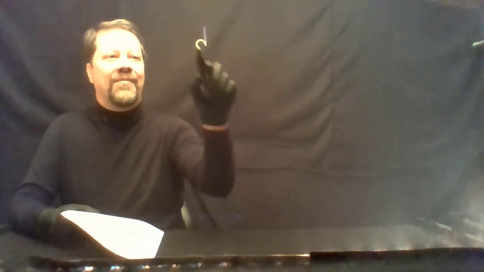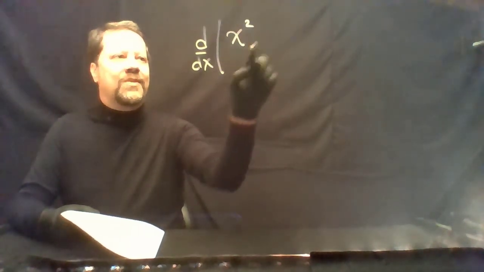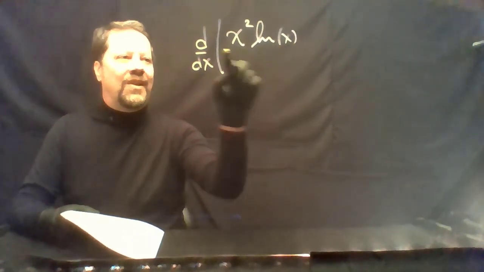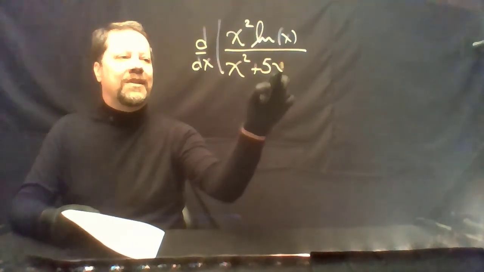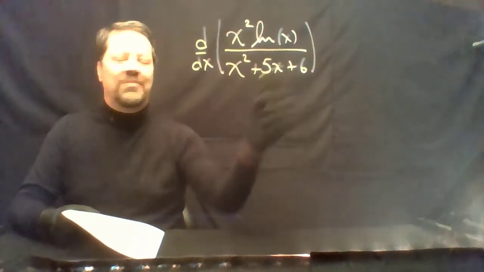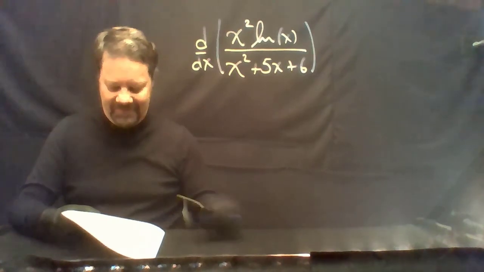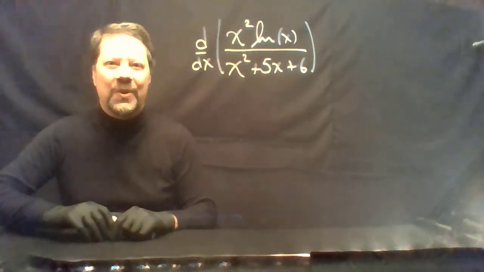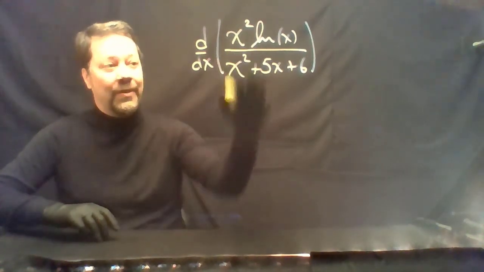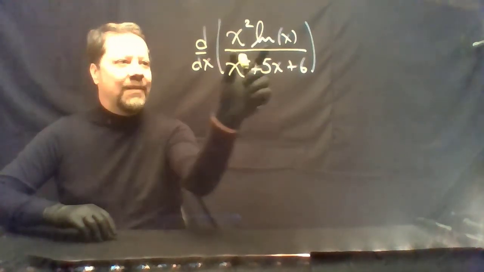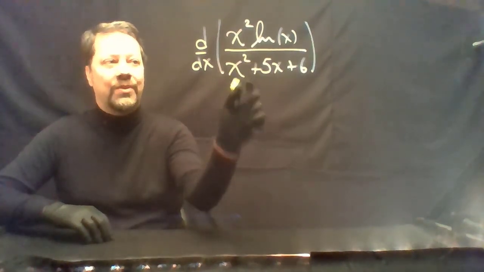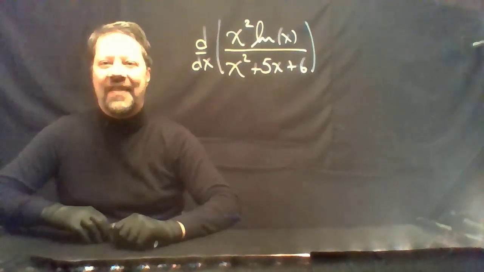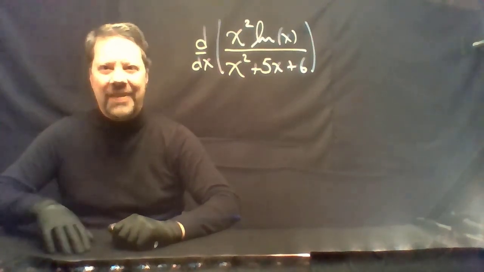On problem 4, we have the derivative of x squared natural log of x over x squared plus 5x plus 6. Name the rules. We have a quotient, and when we take the derivative of the numerator, we have a product. So we have the quotient rule, the product rule, and the power rule, though no chain rule here.